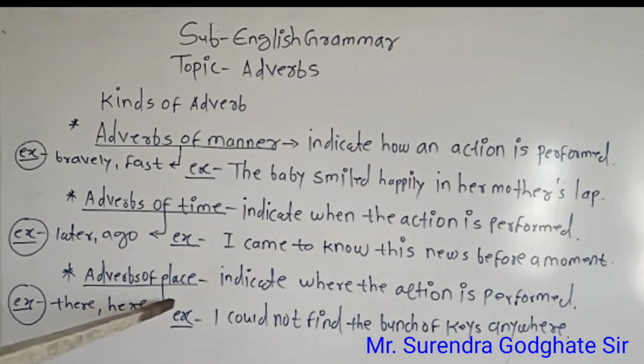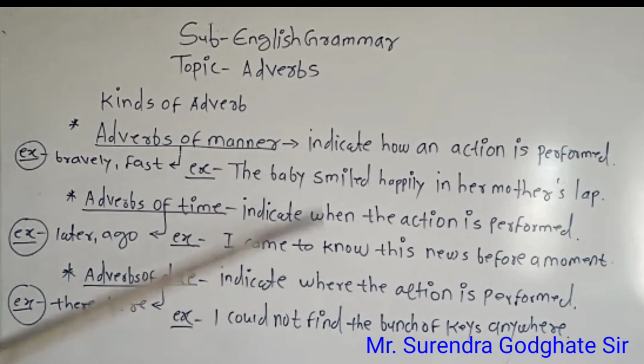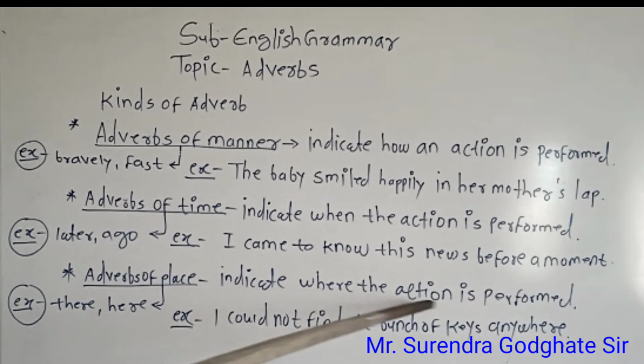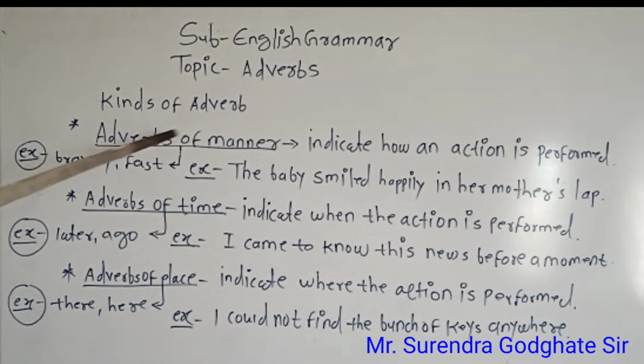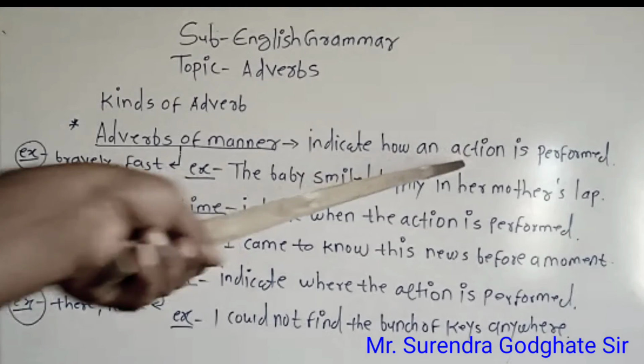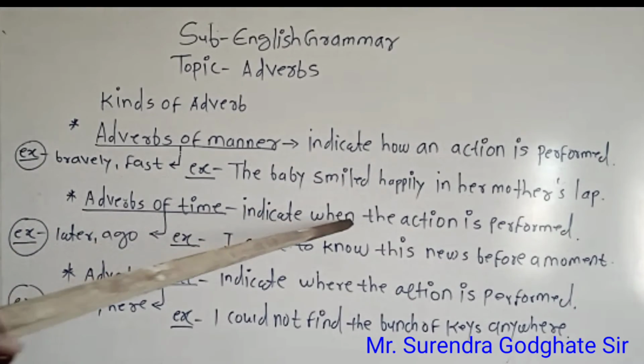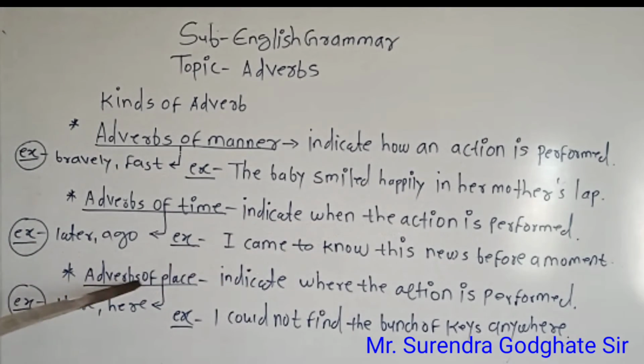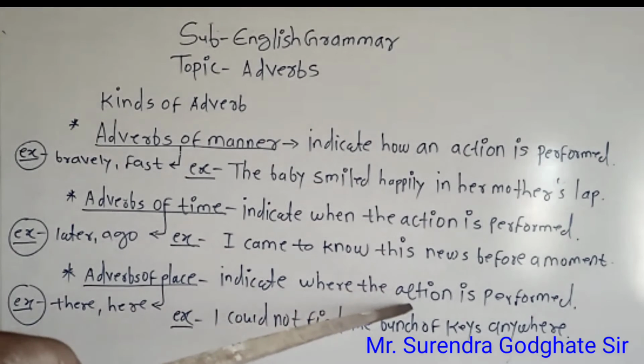Then the last one is the adverbs of place. These adverbs of place indicate where the action is performed. Yes students, where the action is performed. Adverbs of manner show how an action is performed, adverbs of time show when the action is performed, and adverbs of place show where the action is performed.